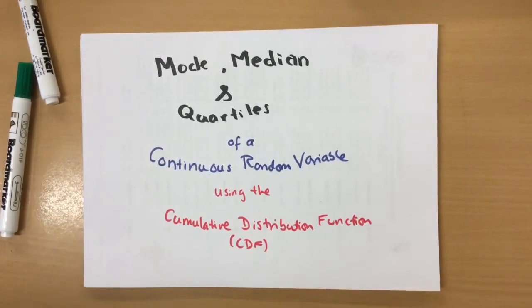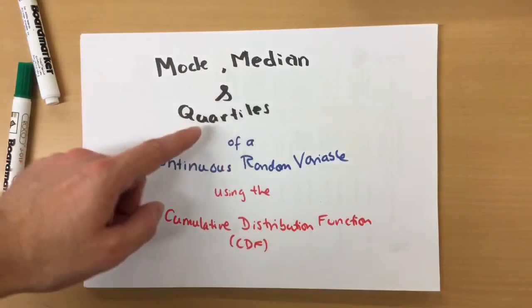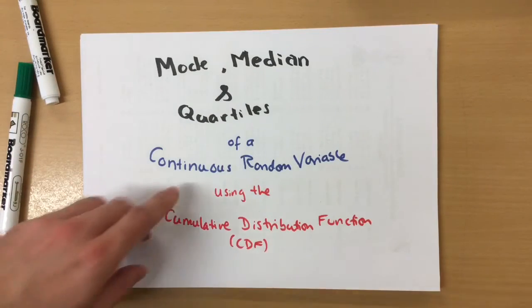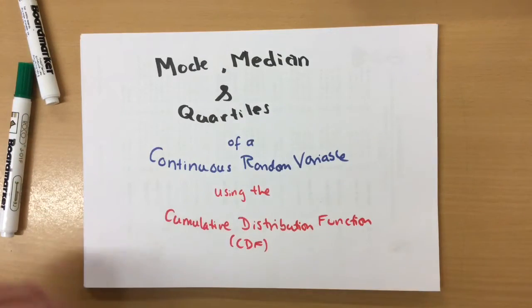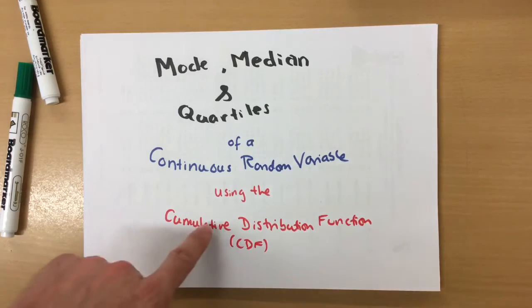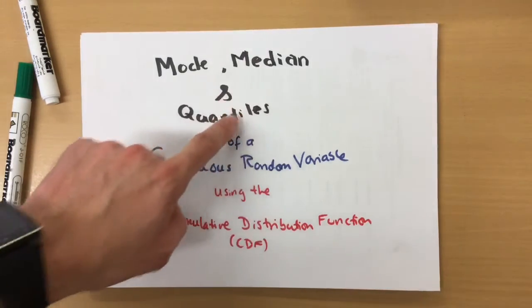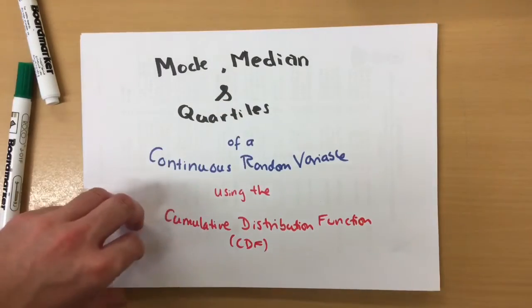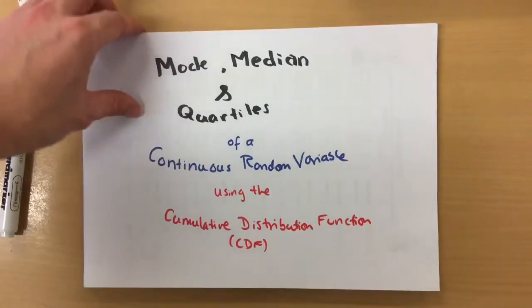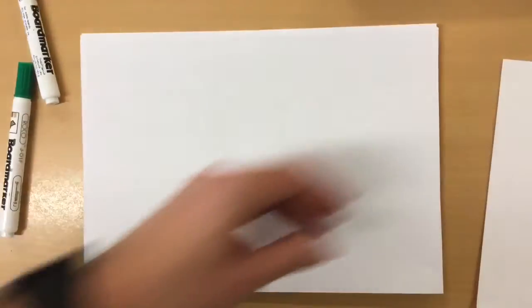Today we are looking at the mode, median and quartiles of a continuous random variable using the cumulative distribution function, at least using that for the median and the quartiles. Don't want to spoil the surprise too early. Okay, let's look at a continuous random variable.